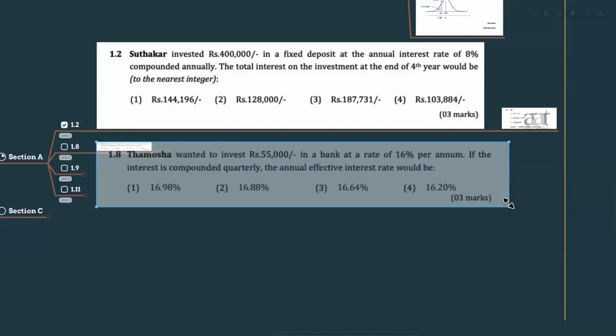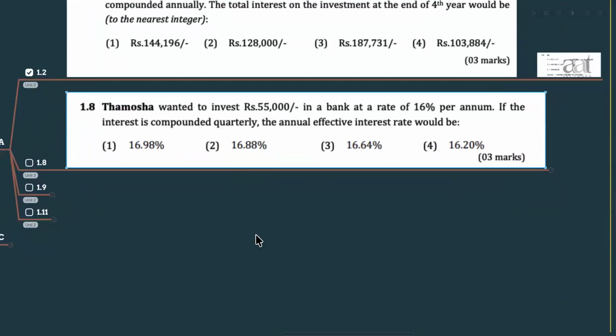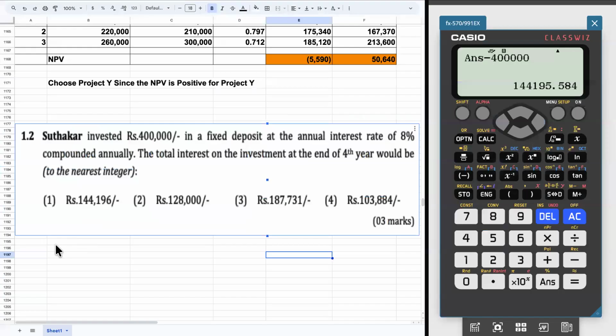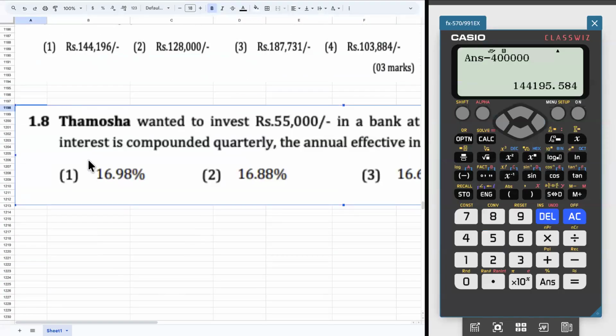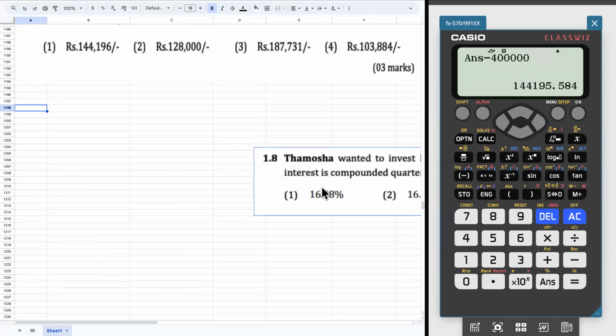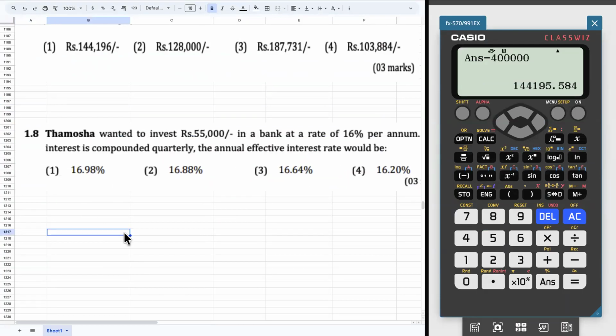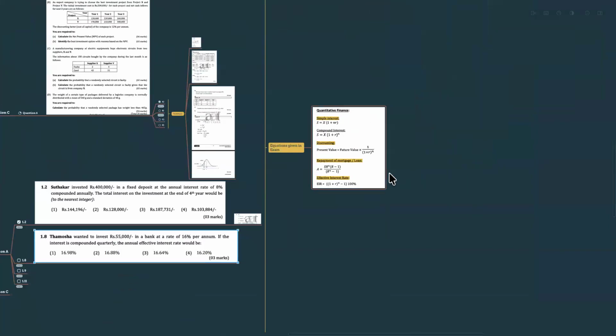And the second question is, Tamosha wanted to invest rupees 55,000 in a bank at the rate of 16 percentage per annum. If the interest is compounded quarterly, the annual effective interest rate would be, right? So they're asking the annual effective interest rate. So for that, we must know the annual effective interest rate formula.